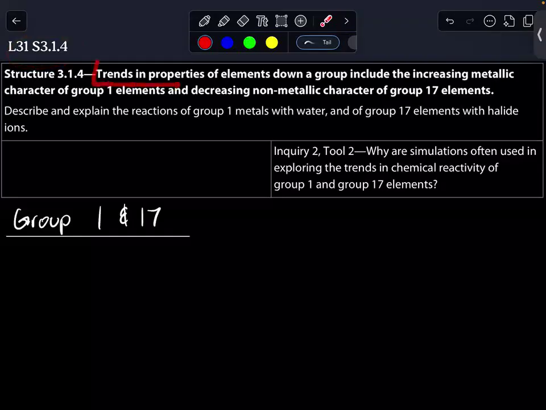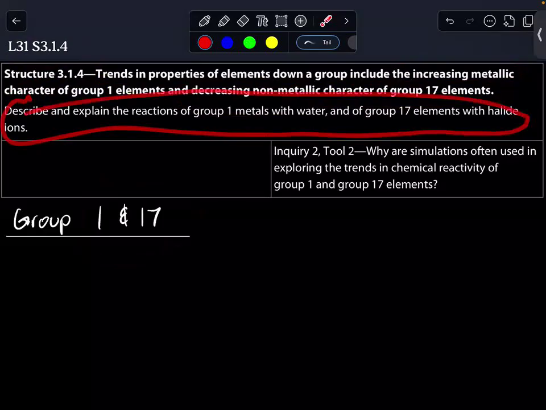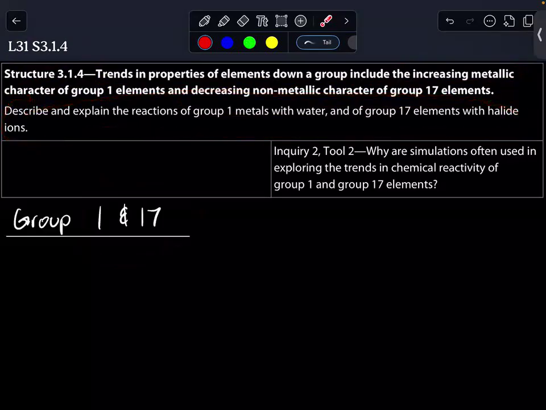We're going to be talking about trends and properties of elements down a group, including the increasing metallic character of group 1 and decreasing non-metallic character of group 17 elements. So we're going to focus on groups 1 and 17 of the periodic table. We will be able to describe and explain the reactions of group 1 metals with water and group 17 elements with halide ions. So we'll talk about what that means.